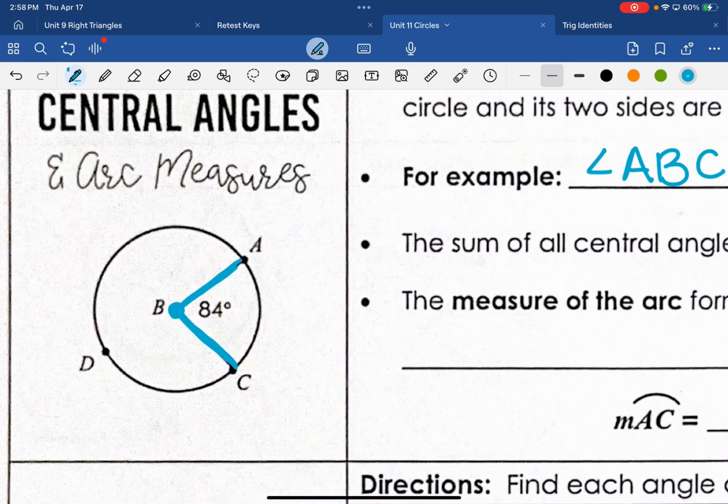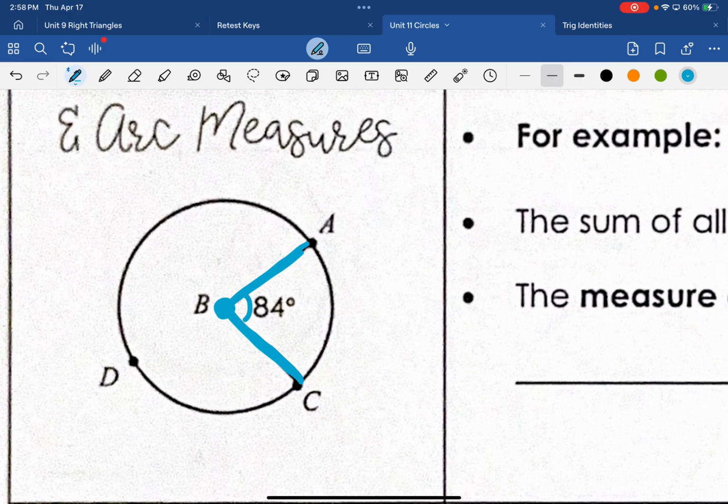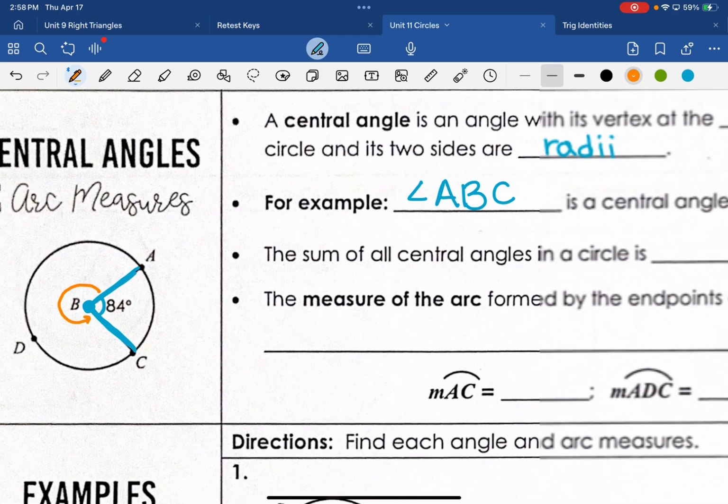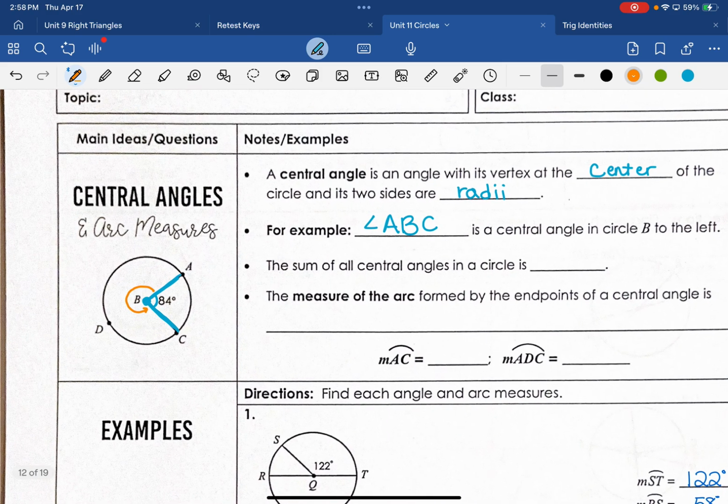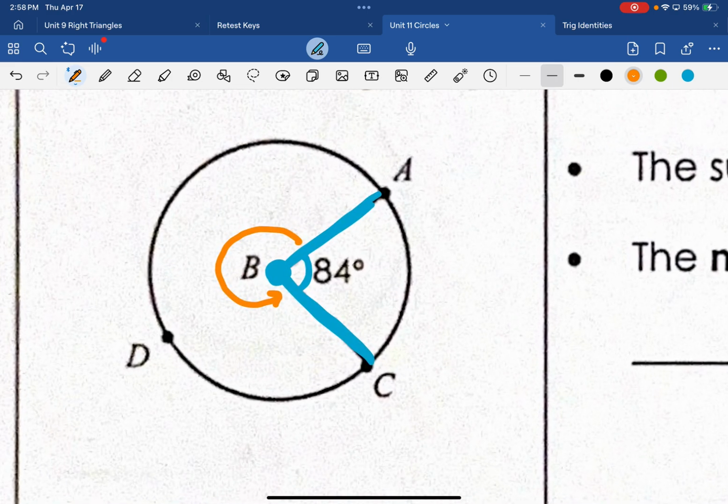If I were to add up all my central angles, so for example, this angle right here, that's 84. And then what if we looked at this other angle that goes all the way around? If I were to add up those two angles, what should they equal? 360 degrees. Look, y'all are so smart. Okay, 360 degrees.